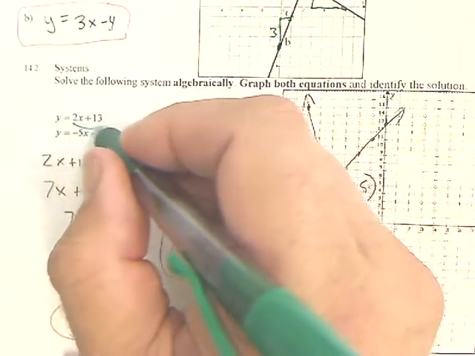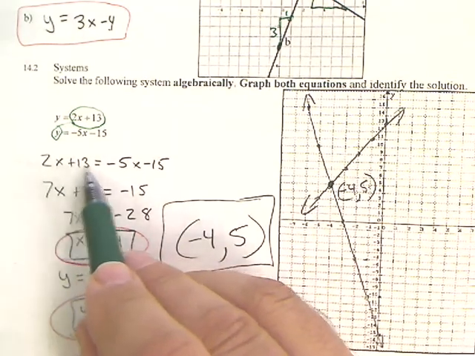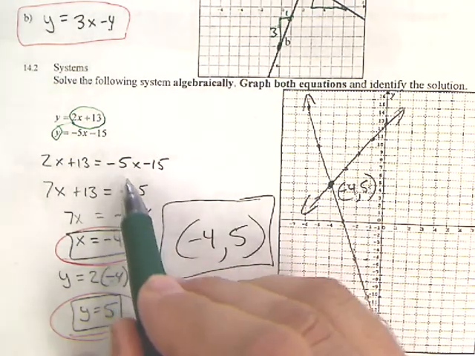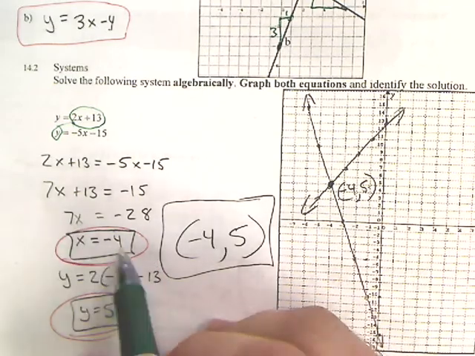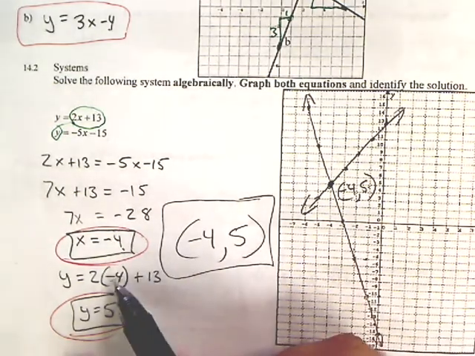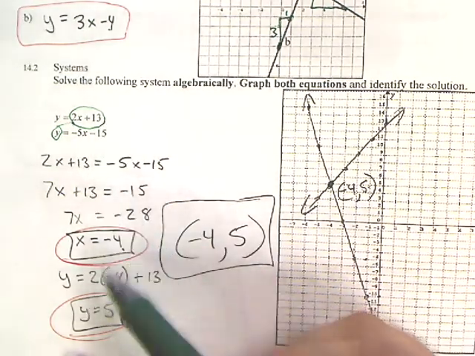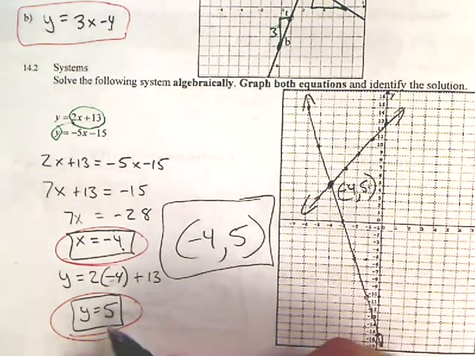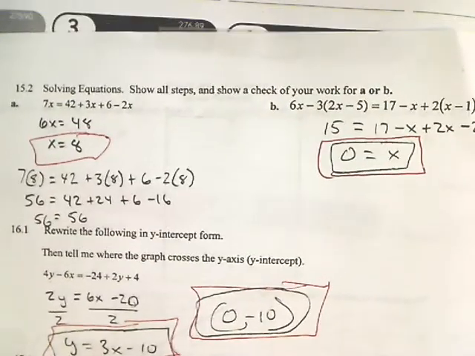I substituted in for that y. And that's how I got 2x plus 13 equals -5x minus 15. I solved it by adding 5x to both sides, subtracting 13 from both sides, and dividing by 7. That gives me -4. Plug the -4 into one of the equations. It doesn't matter. They'll both give you the same answer. That's a way to check it, so plug it into both of them. -8 plus 13 is 5. So -4, 5 is where they intersect. See, it's the same.